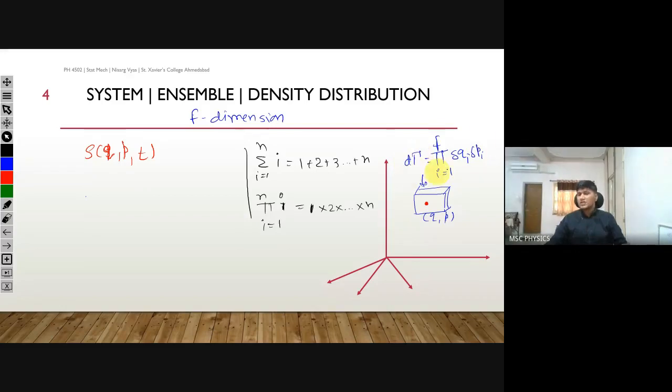This is d tau. This is the volume element of the whole space that we drew to cover this point. And what does this rho(q, p, t) mean? It means that if you multiply it with d tau, then the number of representative points in this region is given by this multiplication. This is the actual meaning of the density distribution function. It shows you how the density is distributed at different q, different p, at different times.